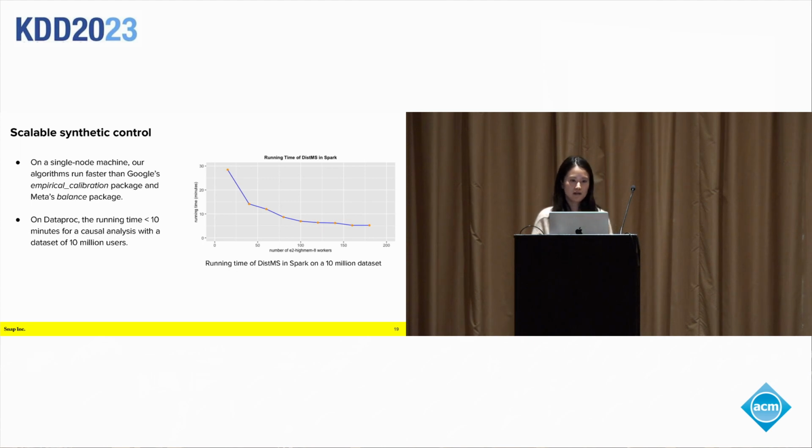By our simulation and experiment, we see that on a single node machine, our algorithm runs faster than Google's empirical calibration package and Meta's balance package. And on Dataproc, the running time of our approaches is less than 10 minutes for a causal analysis with a data set of over 10 million users.